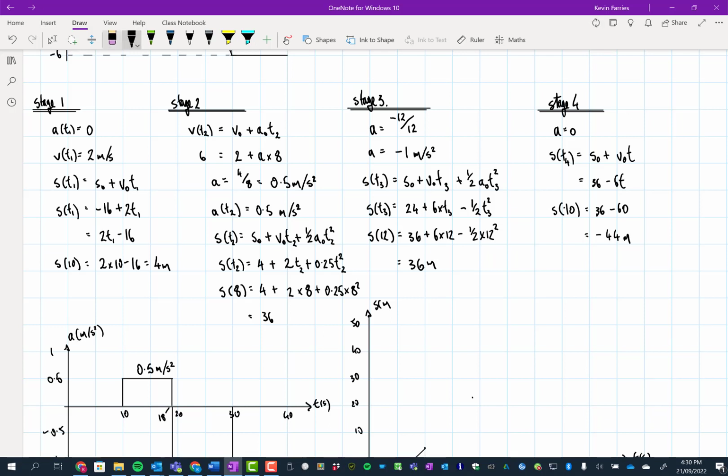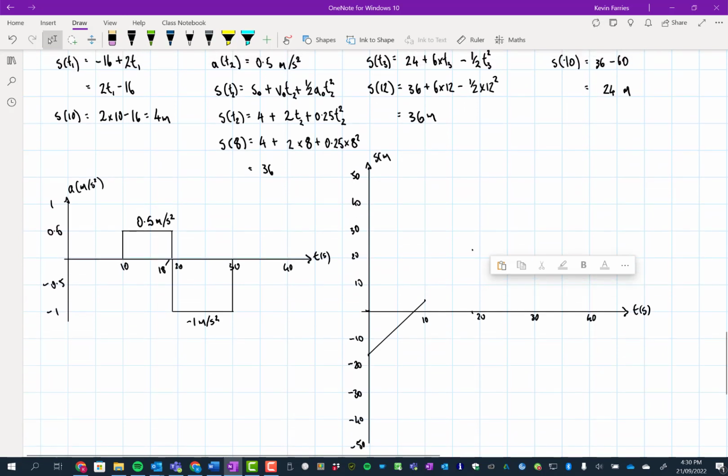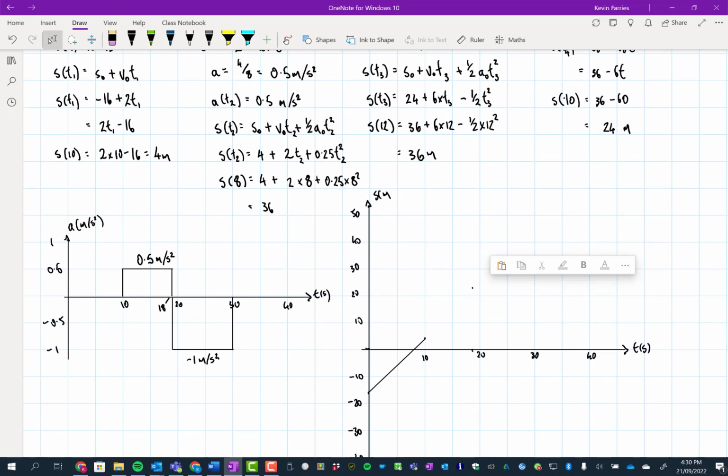36 minus 60, which is going to be 24, which is a little bit more sensible, 24. So we didn't need such a big graph after all. Still interested in this bit though. Anyway, at the end of this stage, after 8 seconds, it's going to be at 36. So it is going to be here somewhere. About here.